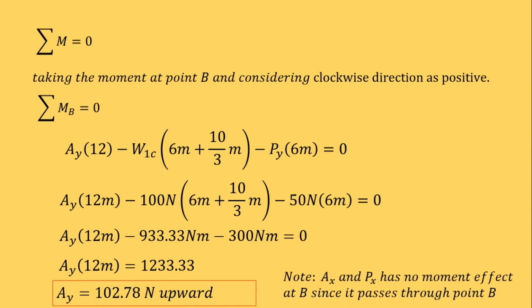Note, AX and PX has no moment effect at B. So, hindi natin sinama yung AX, kasi they pass through point B. So, sinabi na natin yung dati na kapag nag-pass through dun sa point, wala siyang perpendicular distance, therefore, magsisiro yung moment ng force. Diba? So, wala tayong moment at that forces.